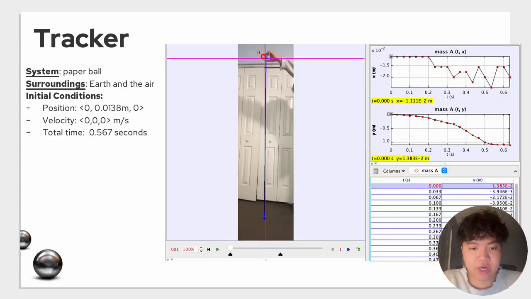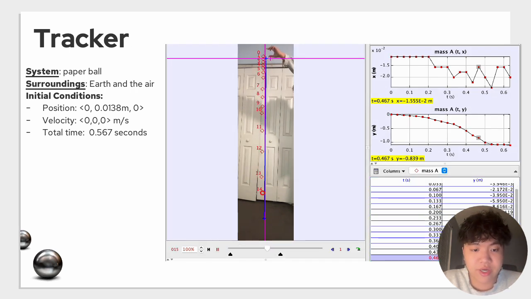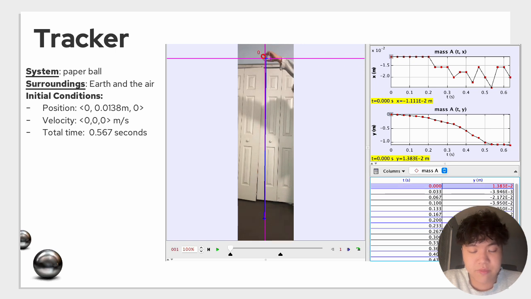So I'm going to be using this Tracker model here. My system right now is the paper ball, and I'm throwing it from a certain height, and my surroundings are the earth and the air. My initial conditions are the position, velocity, and time: the position is 0.0138 meters in the y direction, velocity is 0 meters per second, and the total time is 0.567 seconds. And I got it from the numbers that you can see here on the right.